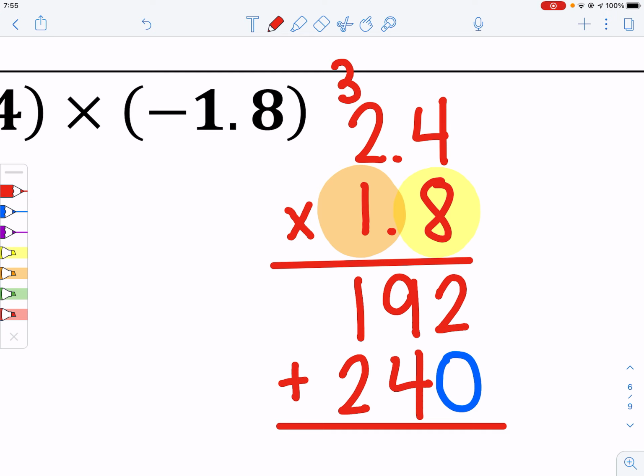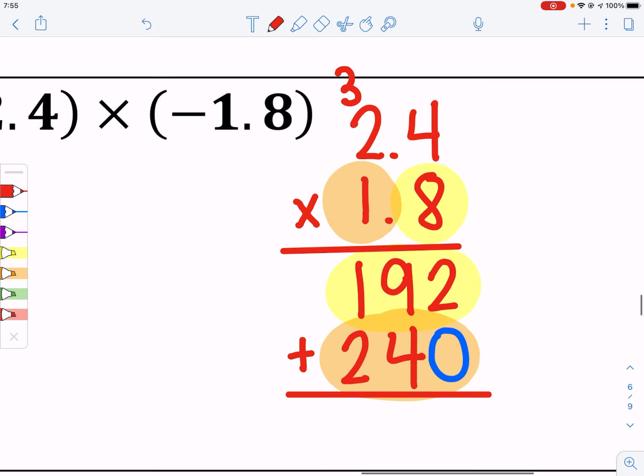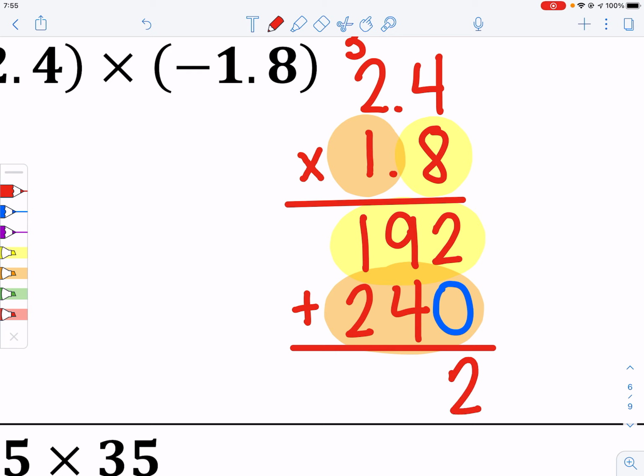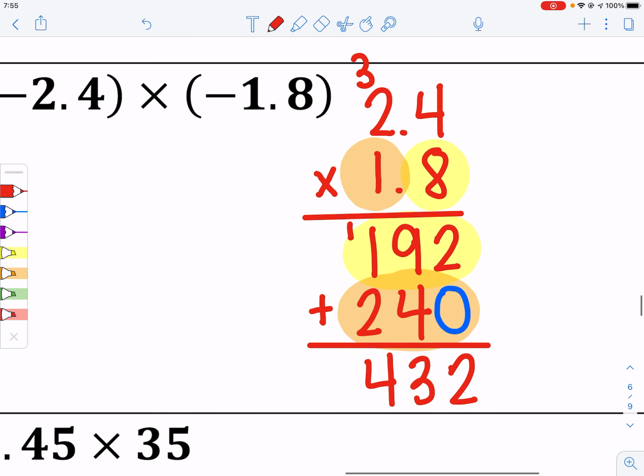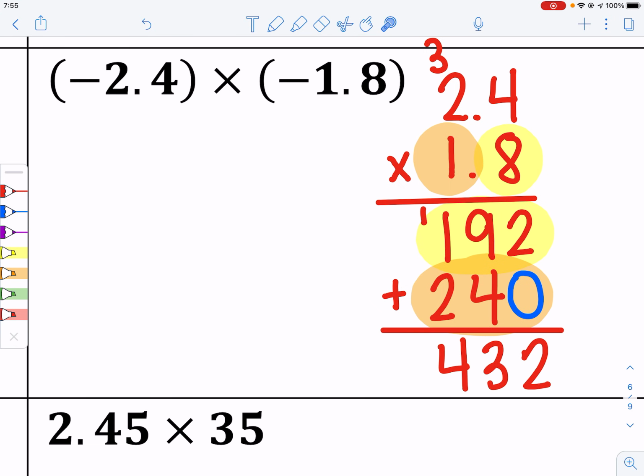So let me just remind you where these two rows come from. This row that I'm highlighting yellow is everything from multiplying the 8. This row that I'm highlighting orange is everything from multiplying the 1. Okay, then we just add this together. So 2 plus 0 is 2. 9 plus 4 is 13. There's the 3, carry the 1. 2 plus 1 plus 1 gives you 4. Okay. My final answer is not 432, and we know that because this is 2, and this rounds to, it's 1.8, so this would round to 2. 2 times 2 would give us 4, not 400 something.